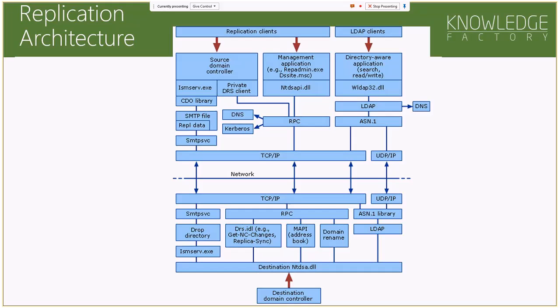And then finally we have SMTP, which is a replication protocol that can be used by AD to replicate over IP for message-based replication. And it can only be used between sites and for non-domain replication only.